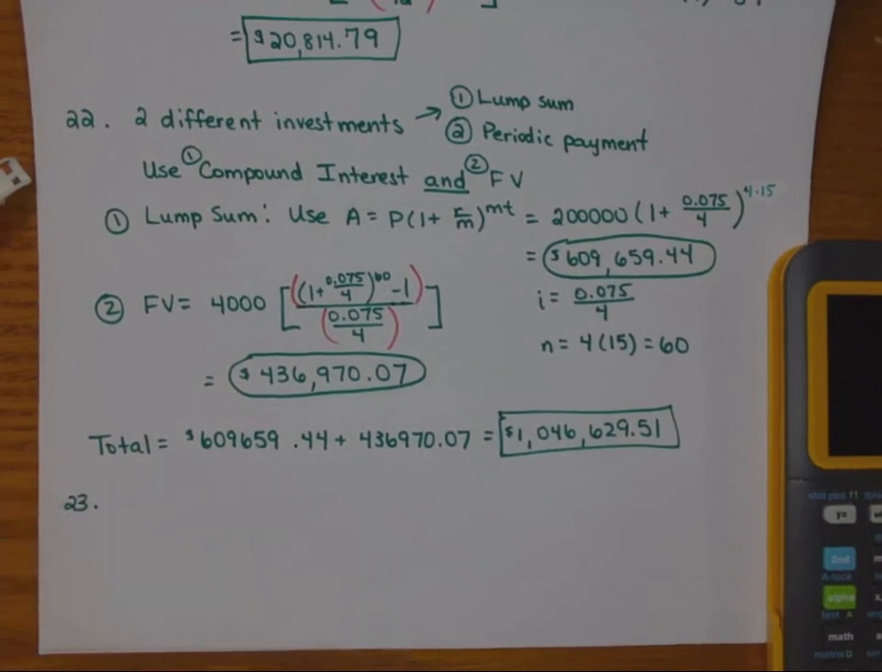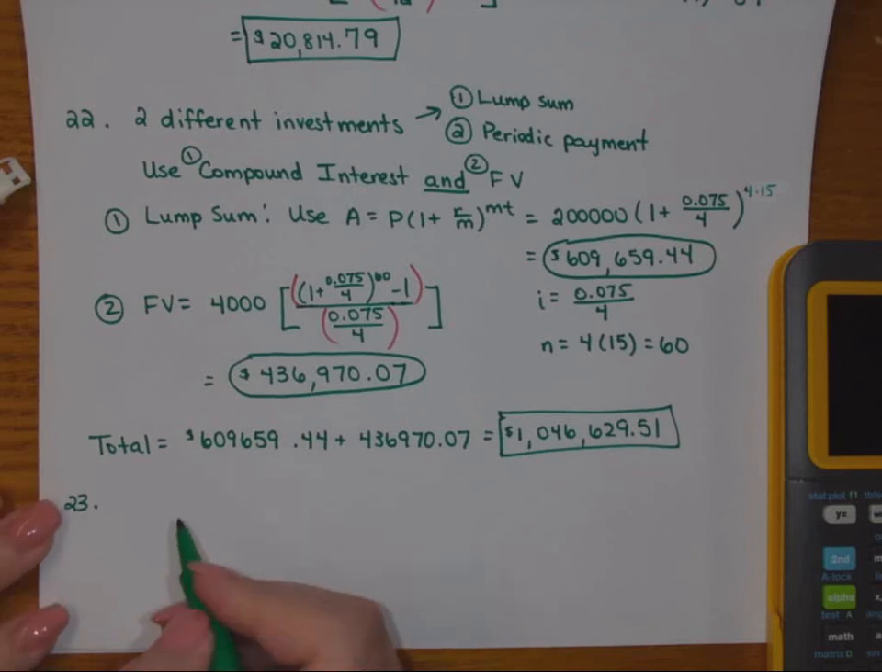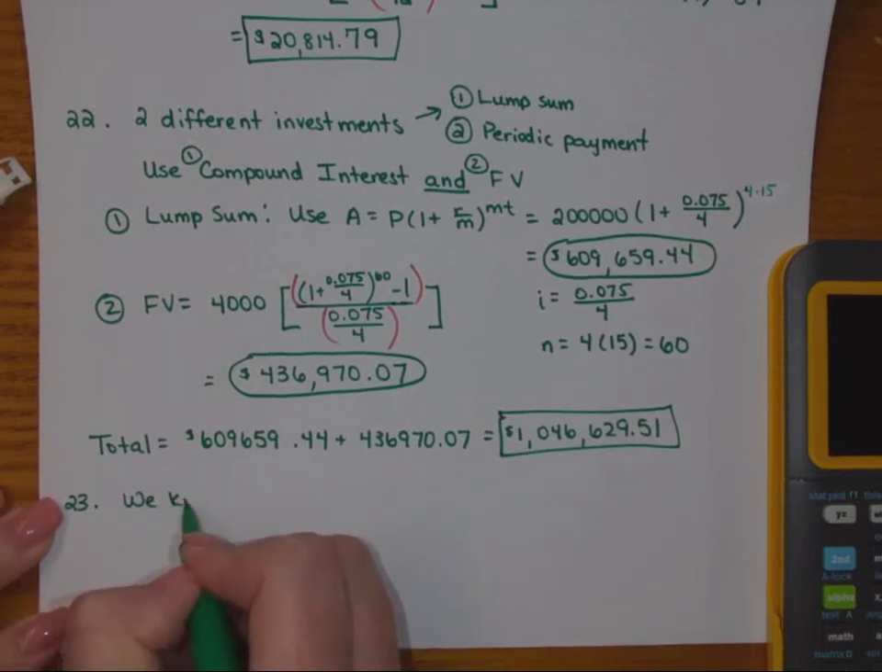Okay, so let's look at number 23. The Gomez family is in the market to buy a new car. They have a $5,000 down payment, and they have secured a loan with a rate of 11%, compounded monthly. Their payment is $450 a month. Let's just stop right there. We know the payment.